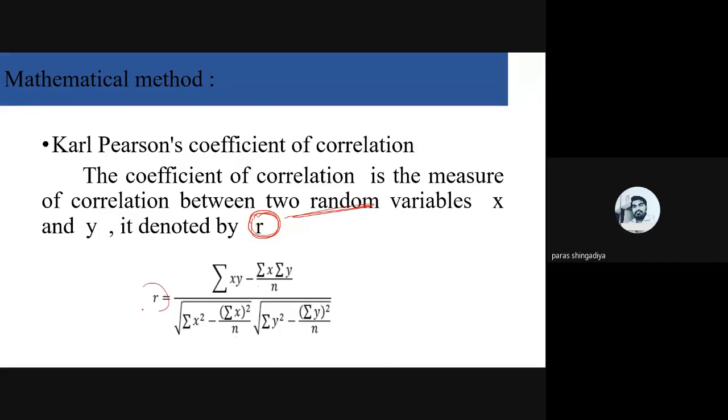r is the coefficient of correlation, and here is the evaluation pattern. To evaluate the formula, for the values of x and y, we require sigma x, sigma y, then sigma x square, sigma y square, and sigma xy. You have to derive these for the data, then replace them in the formula and check the answer.